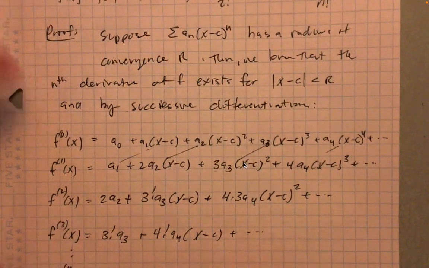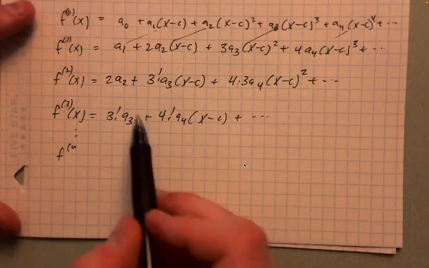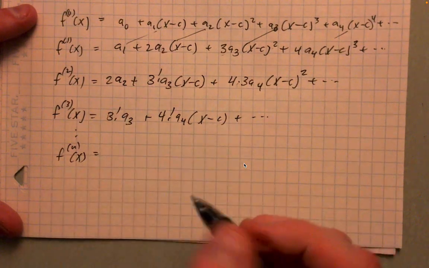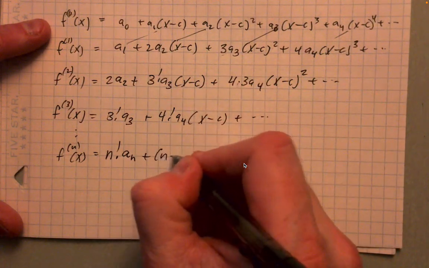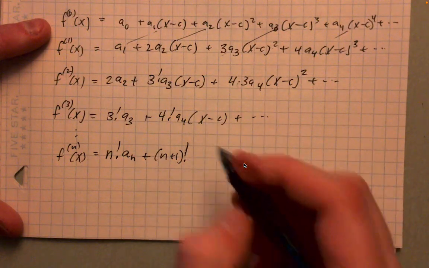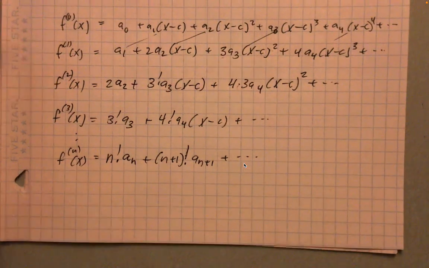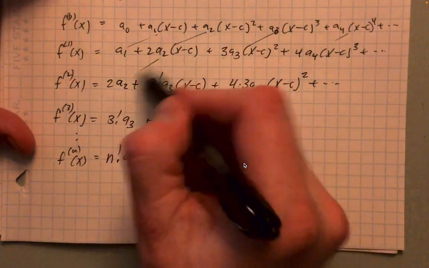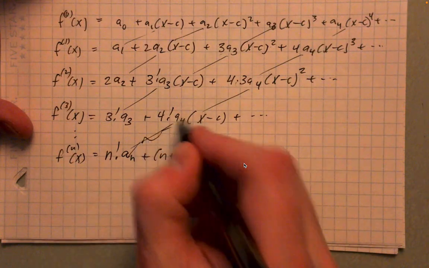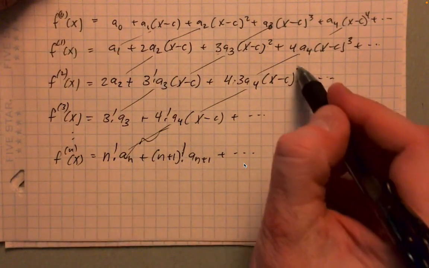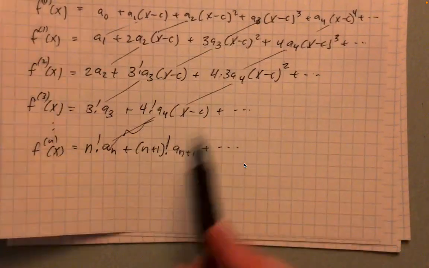And if we keep going, the point is just to make sure we see the pattern in the constants. The nth derivative is going to be n factorial times a of n plus (n plus 1) factorial times a of n plus 1, plus dot dot dot. This is the pattern that we see here: the way the differentiation will successively bring the powers down front, and you get this factorial form. Now, what happens when we evaluate each of these derivatives at x equals c?